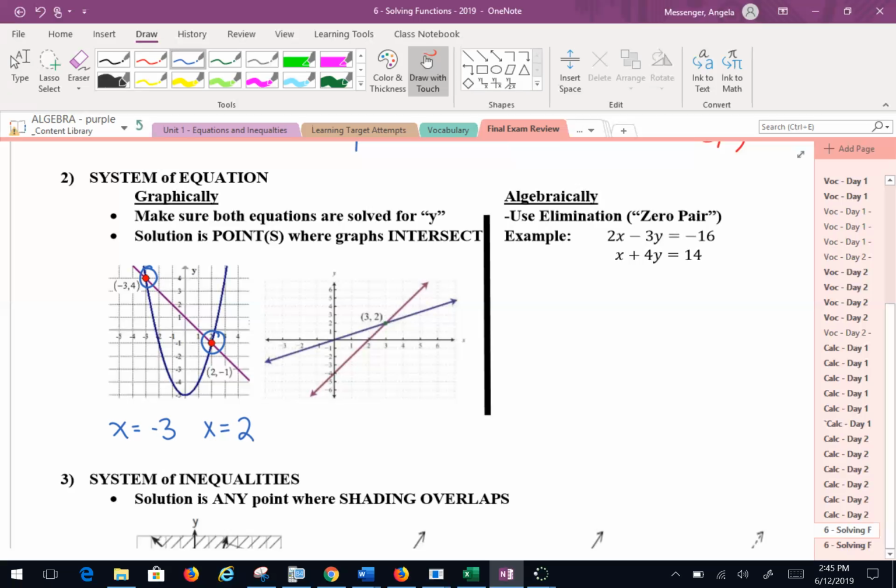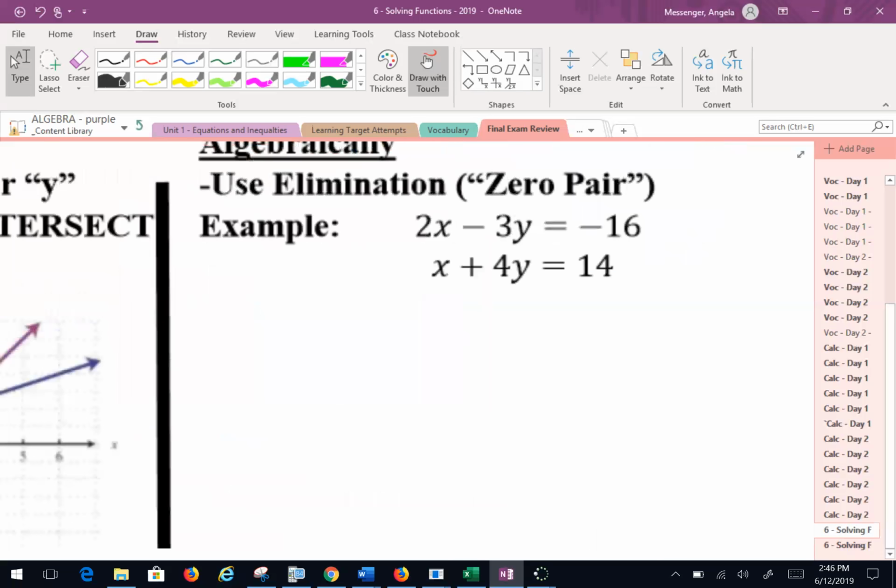Graphically is nice. You most likely will graph it, see where they intersect, identify the solutions. You'll also find that there are points in common in the table. When you're asked to solve a system algebraically, we use a process called elimination, which is the idea of finding zero pairs, eliminating a variable, and then combining the 2 equations together.